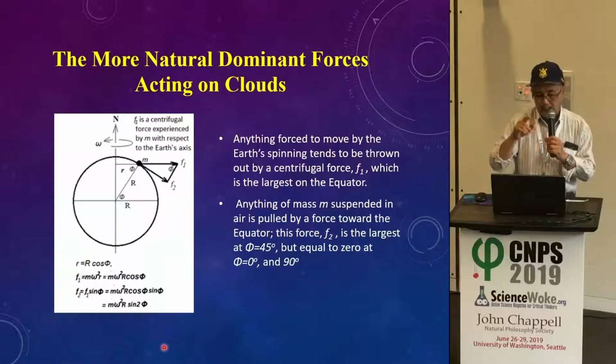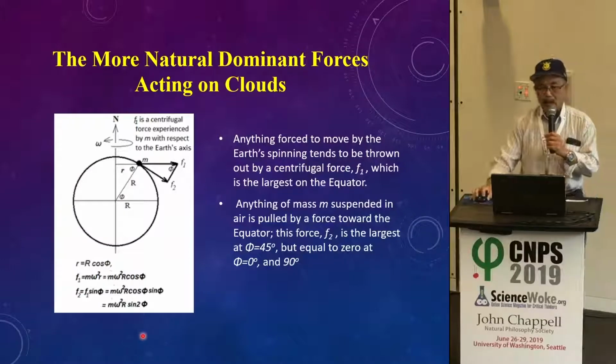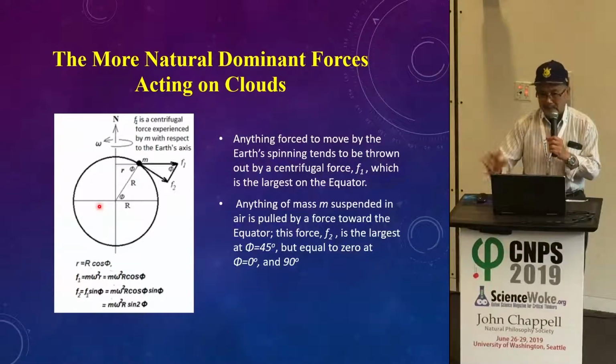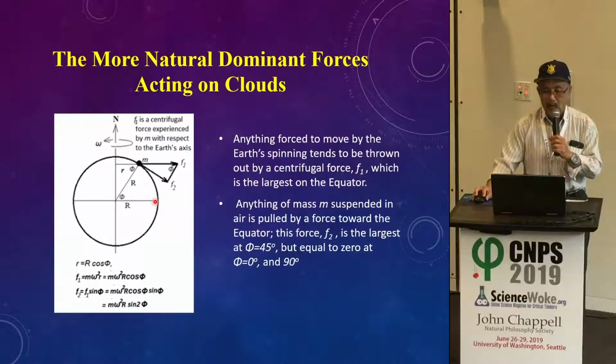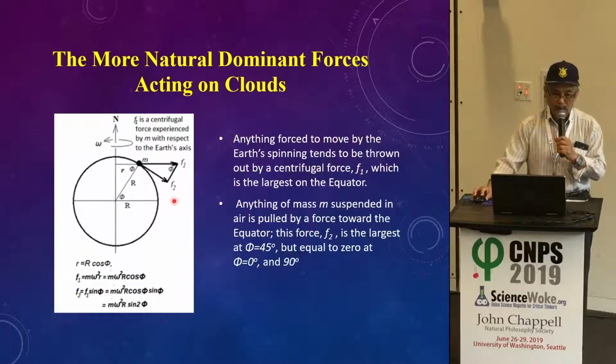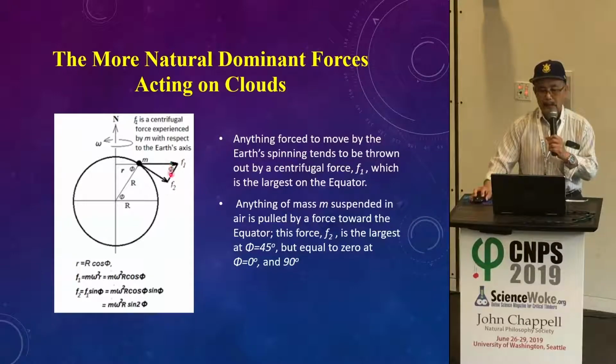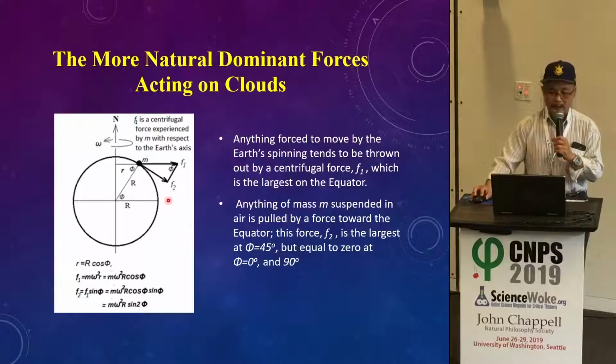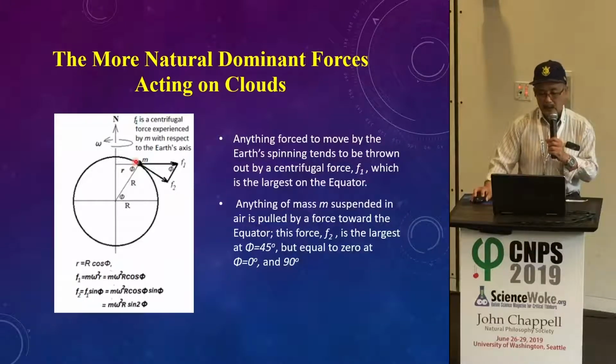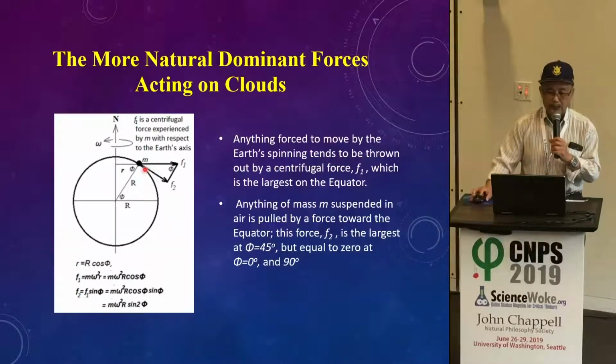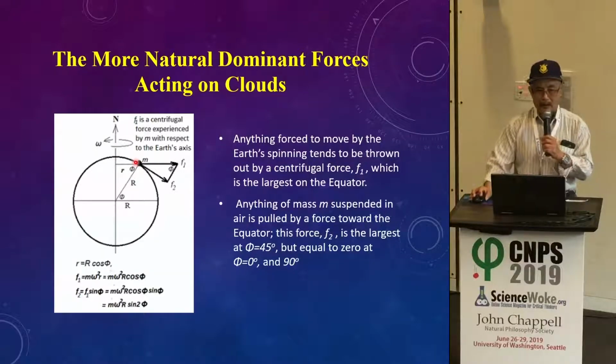However, whenever there's something suspended in the air, the spinning of the Earth has a tendency to throw the matter out of the surface of the Earth. That is equivalent to the F1 force here. That is a centrifugal force. This force is the biggest on the equator plane. At the same time, this F1 can be resolved into another component force, F2. F2 is a force that always pushes anything suspended in the air toward the equator. This force is the biggest at the latitude of 45 degrees.